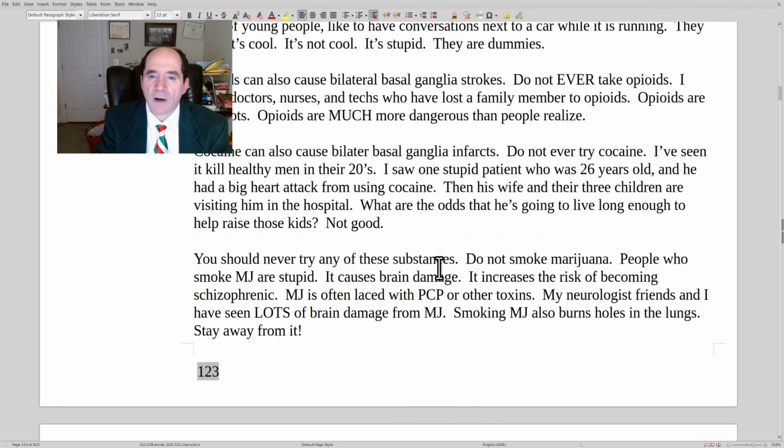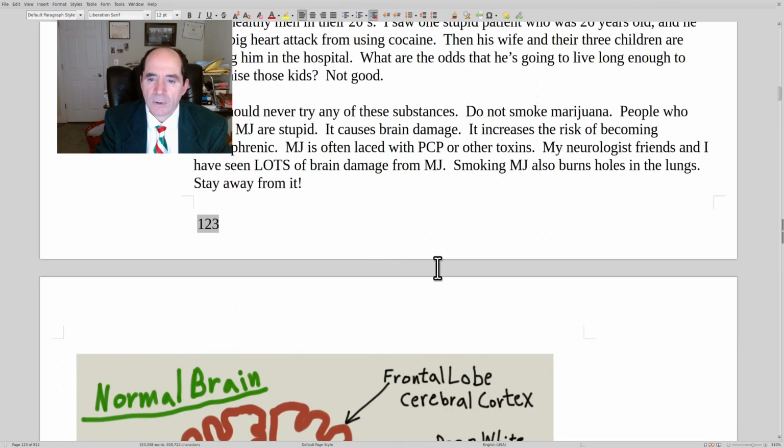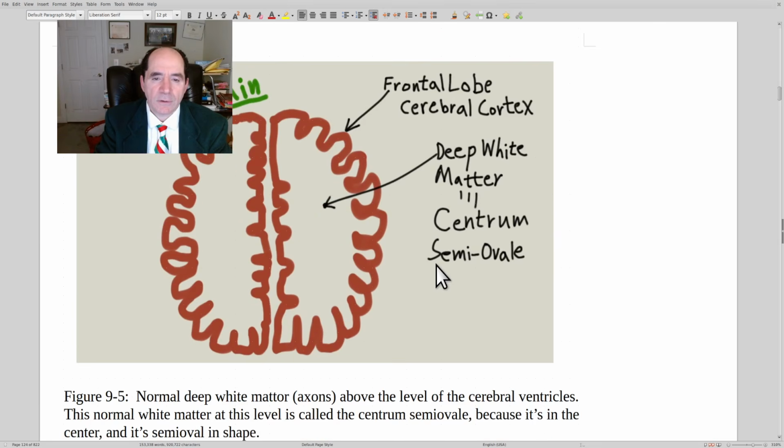Oh yeah, and don't leave your car running and sit there inhaling this stuff. Okay, that's pretty stupid, I mentioned that there.